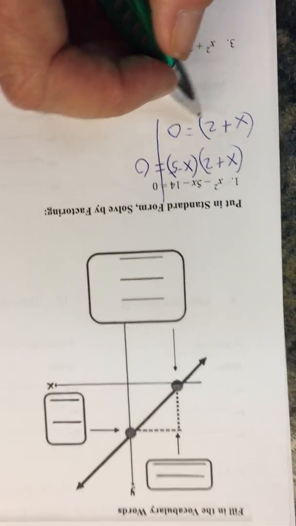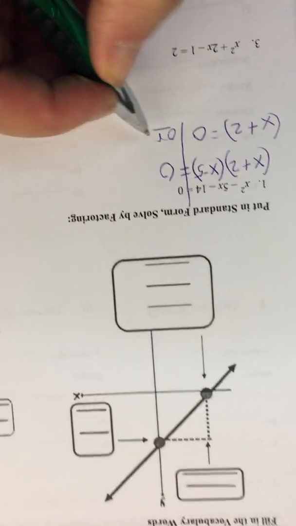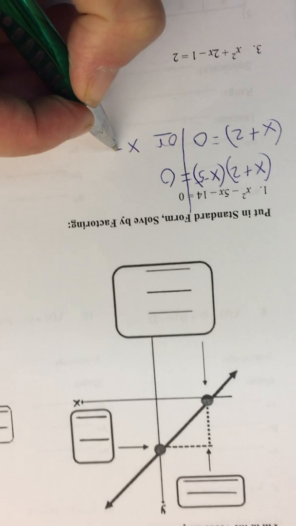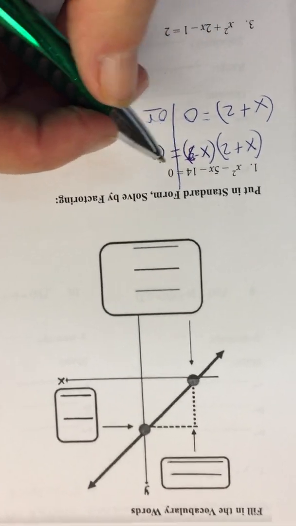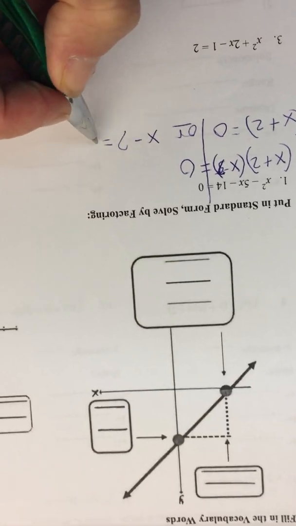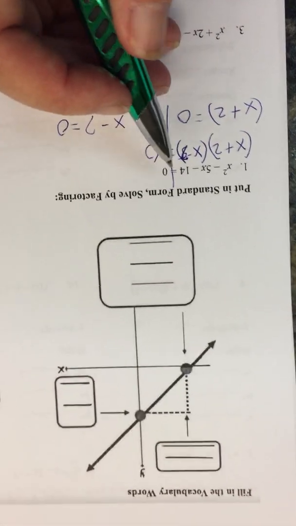So either this equals 0, and you don't have to put it in parentheses anymore, or x minus 5. Oh, did I write 5 there? That needs to be a 7. See, I can't write and talk at the same time. That was x minus 7, or x minus 7 equals 0. There we go, because 2 times 7 is 14.